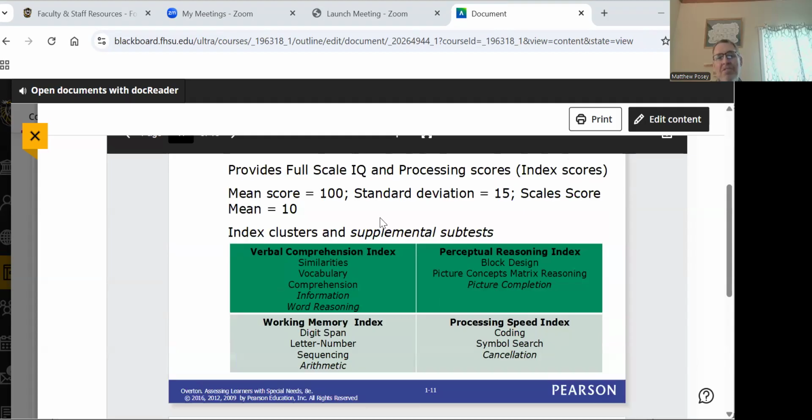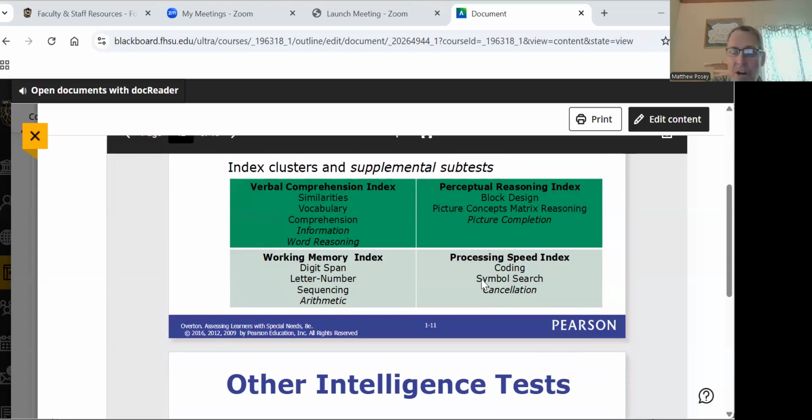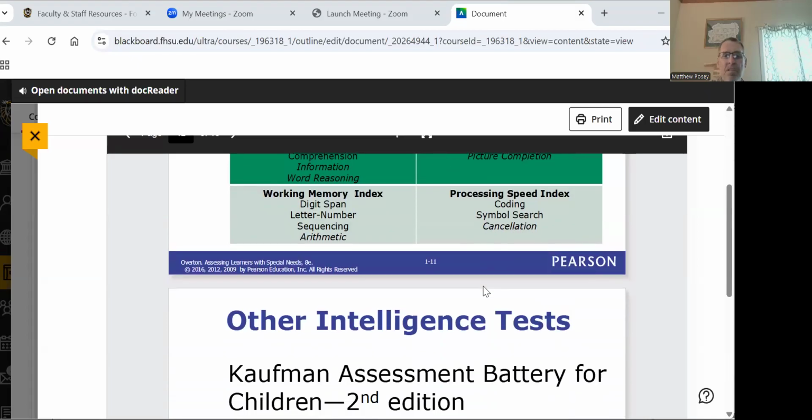Depending on the age of the student, we divide that up. We don't do it in one setting. We normally do it in about two settings due to the length of time it takes, and also the younger the student, the more easily they get tired during the testing. So to get a good reading, we often do it in multiple settings.